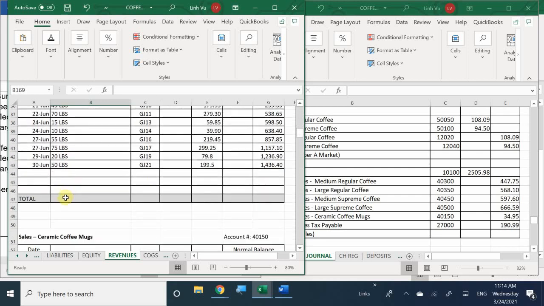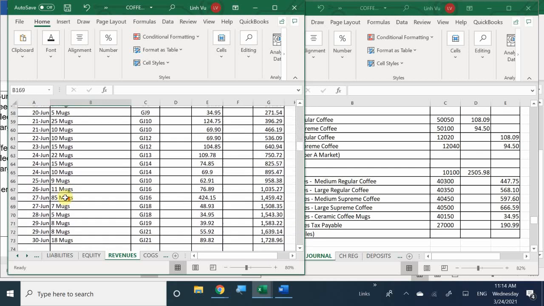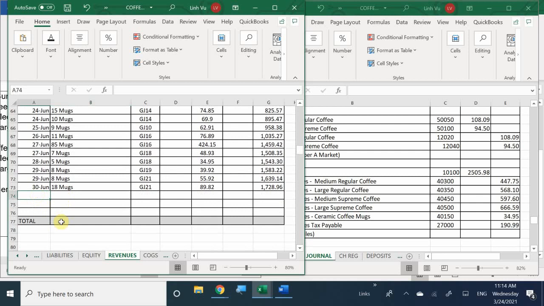And then we also sold some coffee mugs. So how many coffee mugs did we sell? 5. We sold 5 mugs. General Journal 21 for the total of 34.95. So therefore, what is my new ending balance? 2,389.35. Perfect.